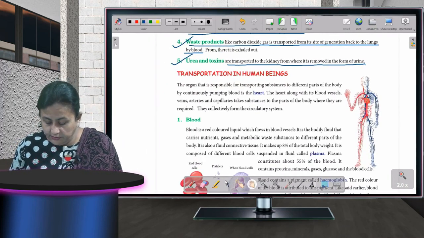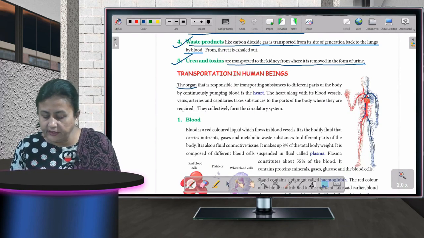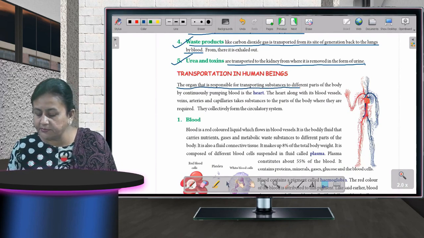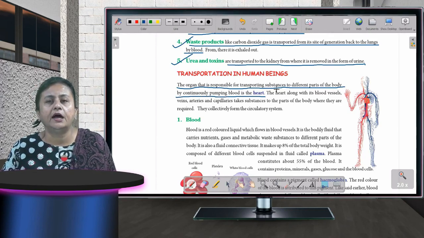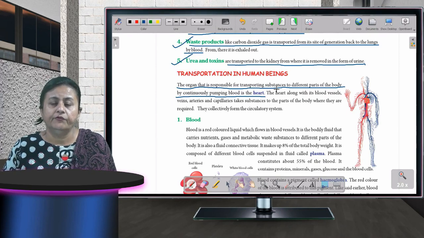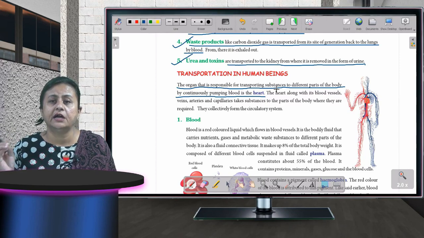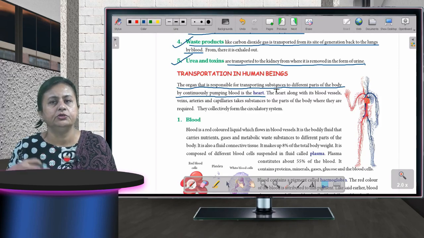The organ that is responsible for transporting substances to different parts of the body by continuous pumping of blood is the heart. Children, the heart is always working from the time you are born to the time you die. It's continuously pumping the blood. Okay, it never stops. In case your heart stops, you are no more.